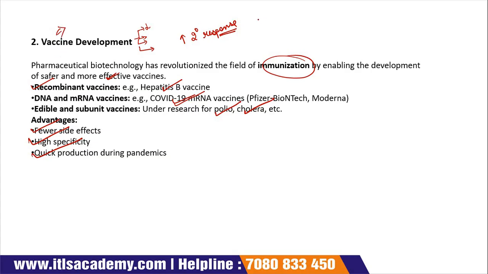In bioinformatics, we use databases like NCBI, Ensembl, Vaxijen, Allertop, etc. These are the bioinformatics tools that are used in vaccine design.